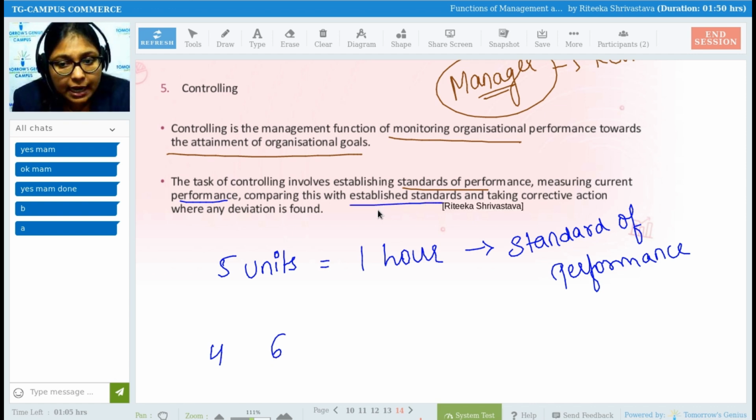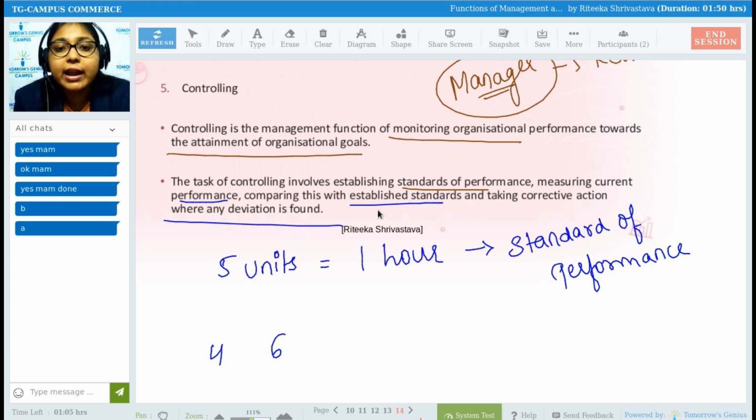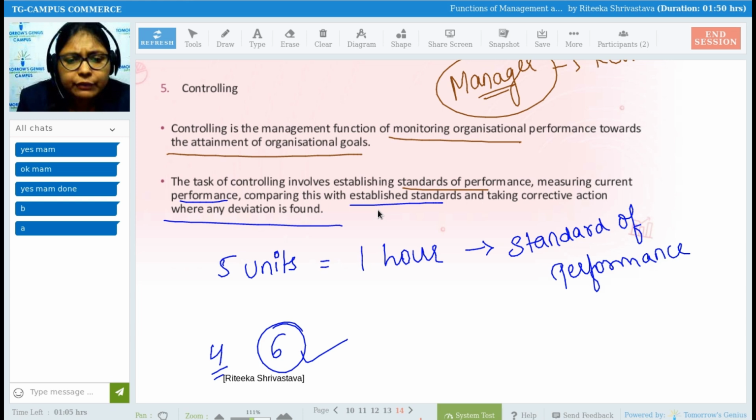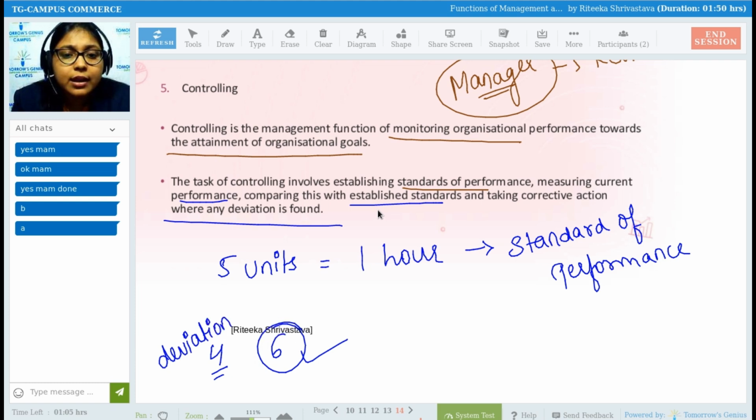Comparing this with the standard and taking corrective action when any deviation is found. So if I feel that, okay, Parinita is producing 6 units, that means it is good because I have asked to produce 5 units in 1 hour, but she is producing 6 units in 1 hour. Okay, fine, not an issue. But let me see Mridula. Mridula is producing only 4 units in 1 hour. That means there is some kind of deviation over here.